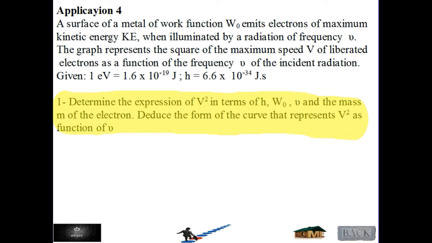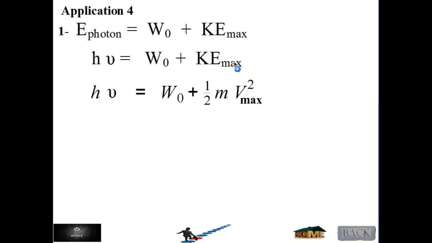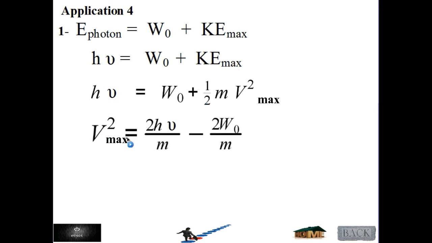Part 1. Determine the expression of v square in terms of h, W0, nu and the mass of electron. Deduce the form of the curve that represents v square as a function of nu. Einstein relation: E photon equals W0 plus kinetic energy max. Then h nu equals W0 plus kinetic energy max, or h nu equals W0 plus half m v square. Let us rearrange the equation. v square equals 2h nu over mass minus 2W0 over mass.